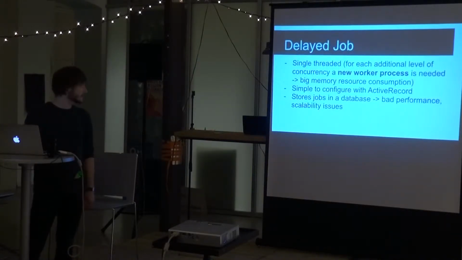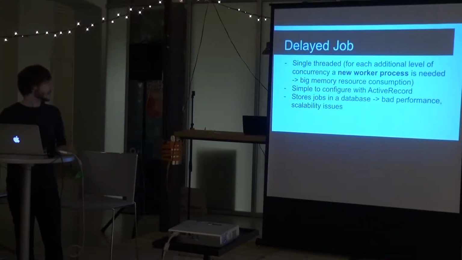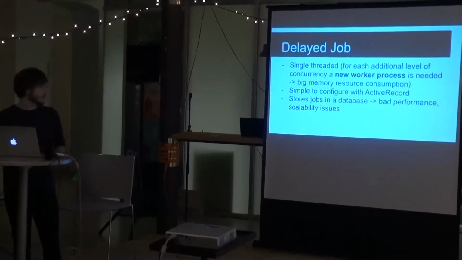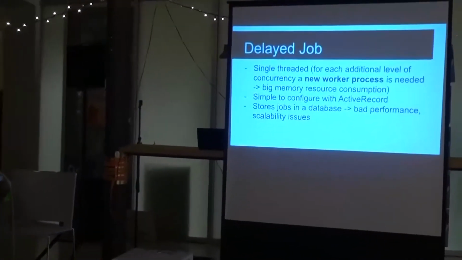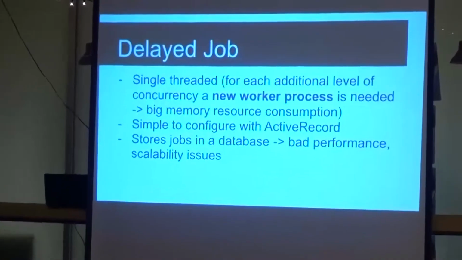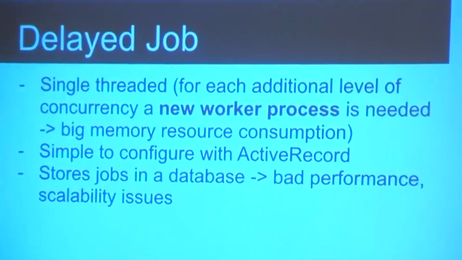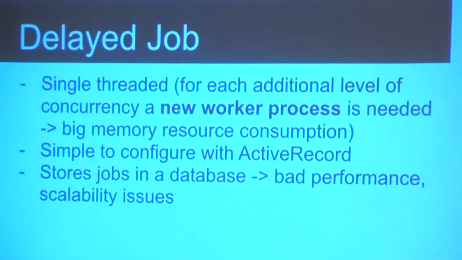So the first one is Delayed Job. This one is single-threaded. And for each additional level of concurrency, a new worker process is needed. So that implies a big memory resource consumption. And it's really simple to configure with active records. And I also think it's actually tied to active record, which is basically just asking for trouble.